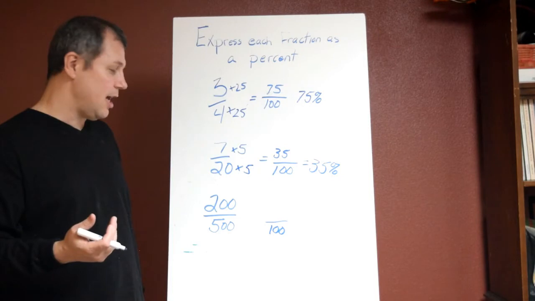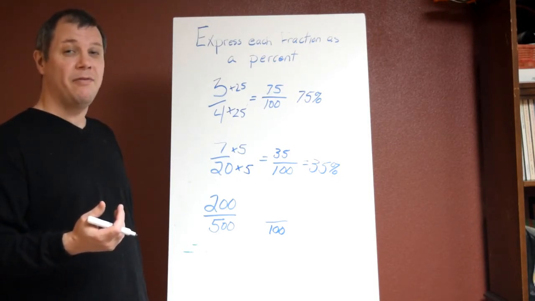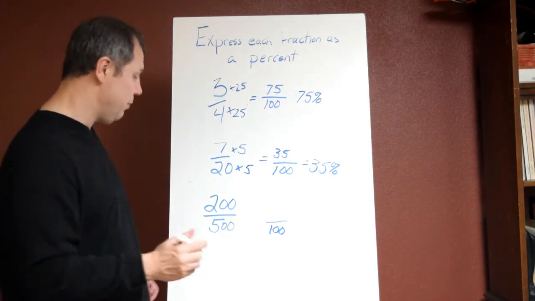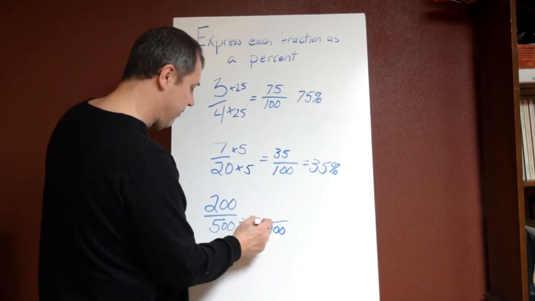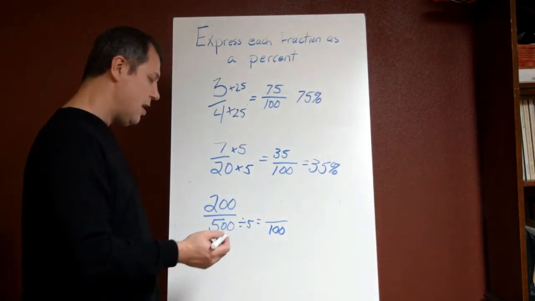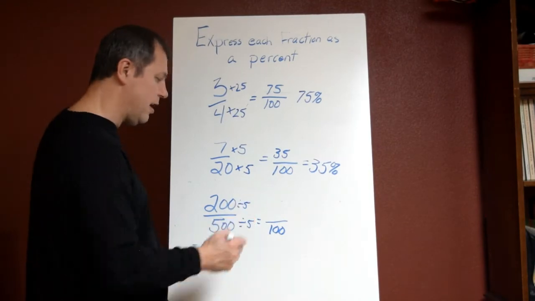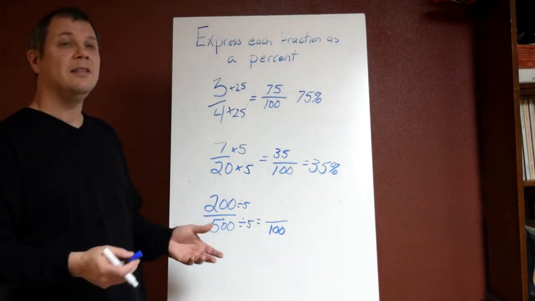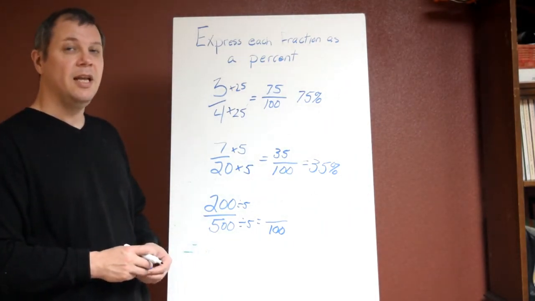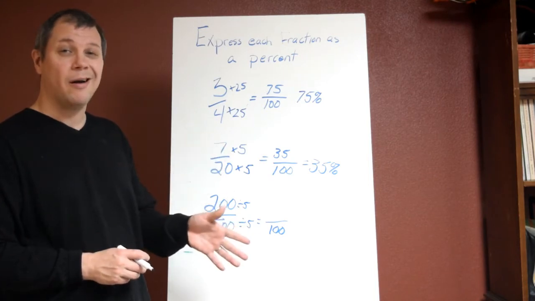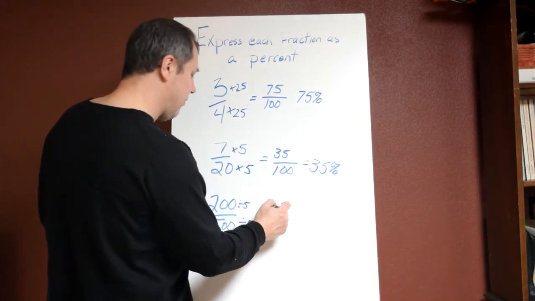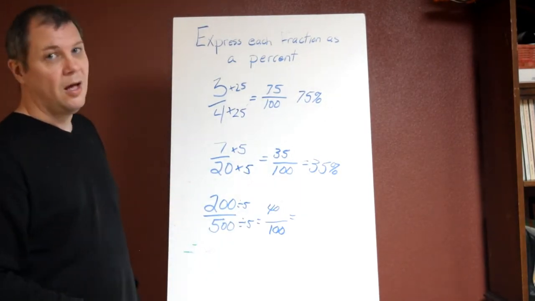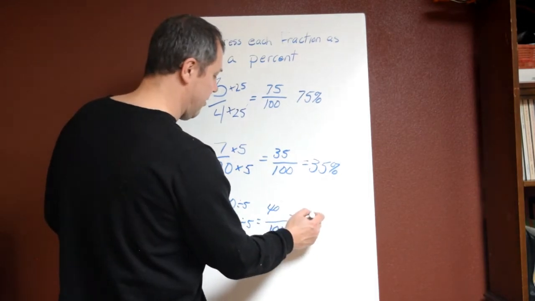And this time Kelly shouts out, Mr. Lesevich, 500 divided by 5 equals 100. And I say, once again, I have the smartest students in the school. So 500 divided by 5 equals 100. But I also have to do 200 divided by 5. What does that equal? And this time Jerome says, Mr. Lesevich, it equals 40. And I would say you are absolutely correct. So I get 40 over 100. Since my denominator is already 100, all I have to do is write this as a percent. 40%.